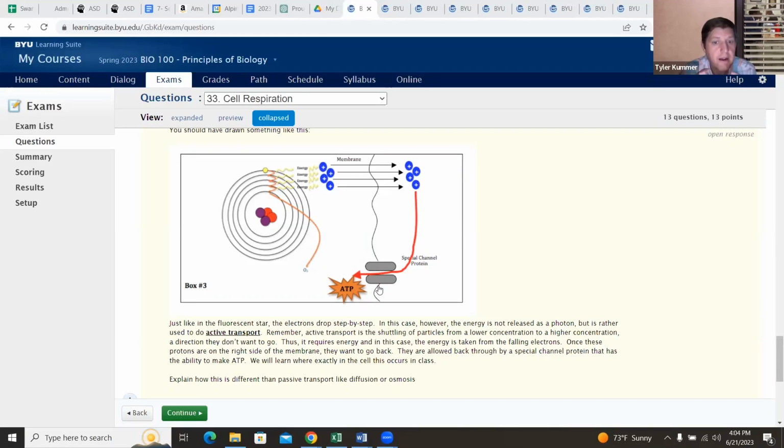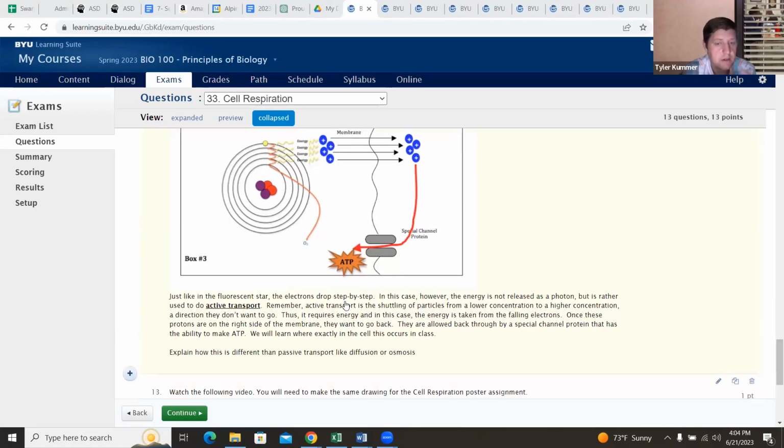And that mechanical energy is converted into chemical energy, into ATP, which we talked about last time, is that temporary storage molecule that our cells use to release energy whenever they need it.